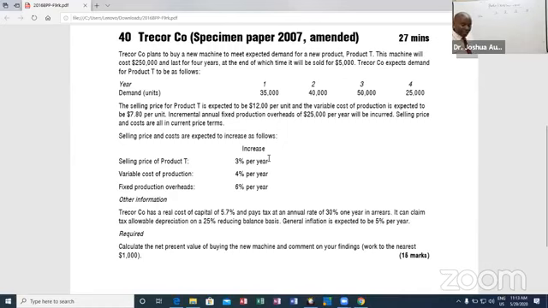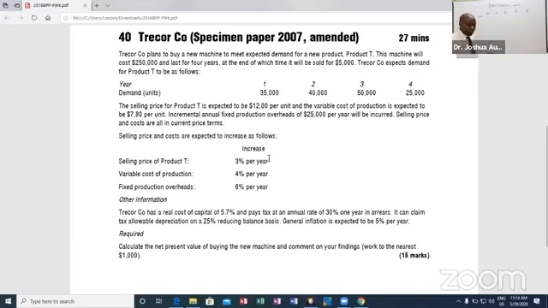They are telling us that the selling price for product T is expected to be 12 per unit. And the variable cost of production is expected to be 7.8 per unit. Incremental annual fixed production overheads of $25,000 per year will be incurred. The selling price and the costs are all in current price terms. Current means time 0. In finance, current means time 0. So it will be important for me to introduce time 0 there.